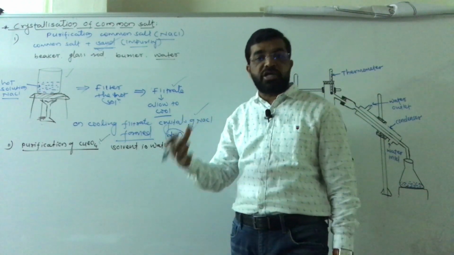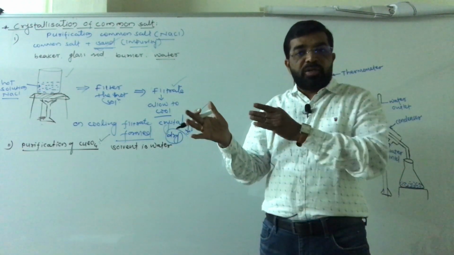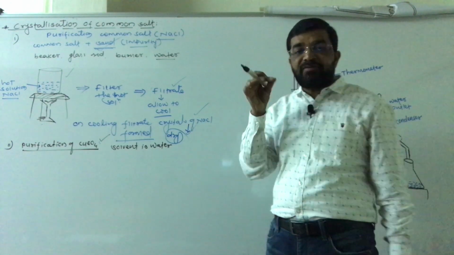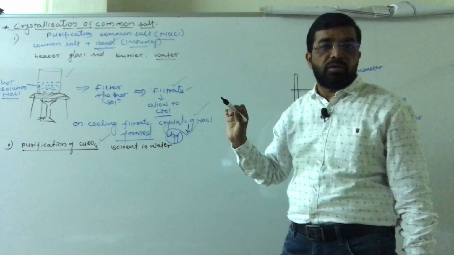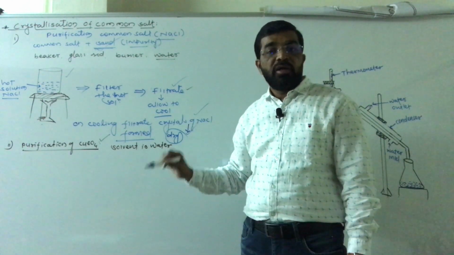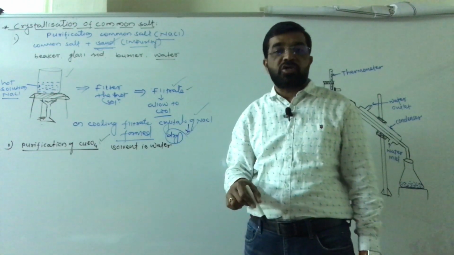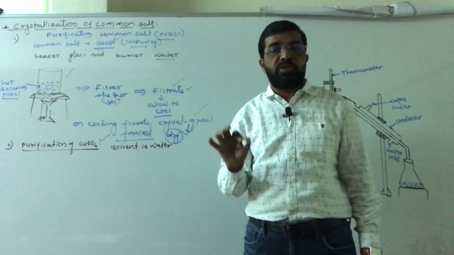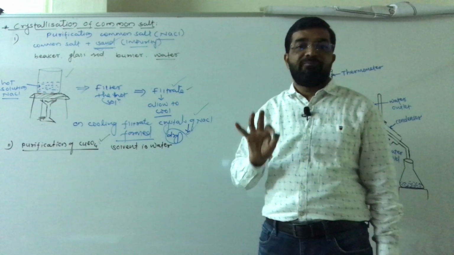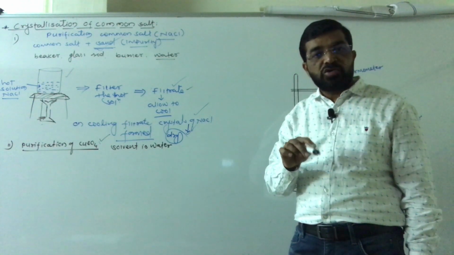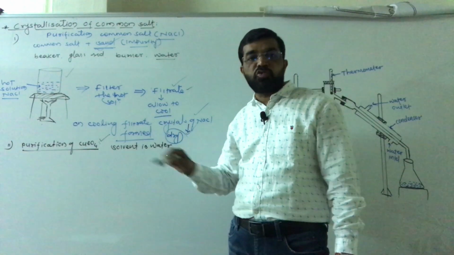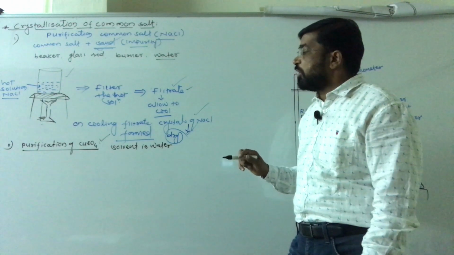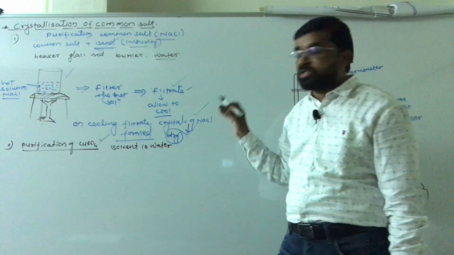Then that hot solution is filtered through filter paper to remove the insoluble impurities, and that filtrate is similarly allowed to cool. When the filtrate is allowed to cool, the temperature decreases, solubility also decreases, and blue colored crystals of copper sulfate will crystallize out, leaving behind soluble impurities in the solution. That is nothing but the purification of copper sulfate by the crystallization process.